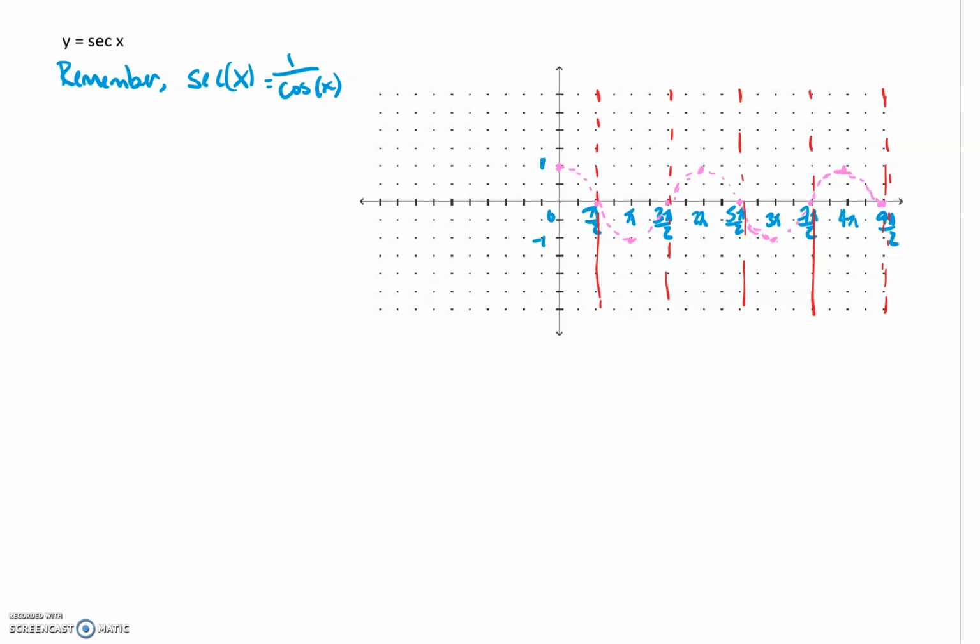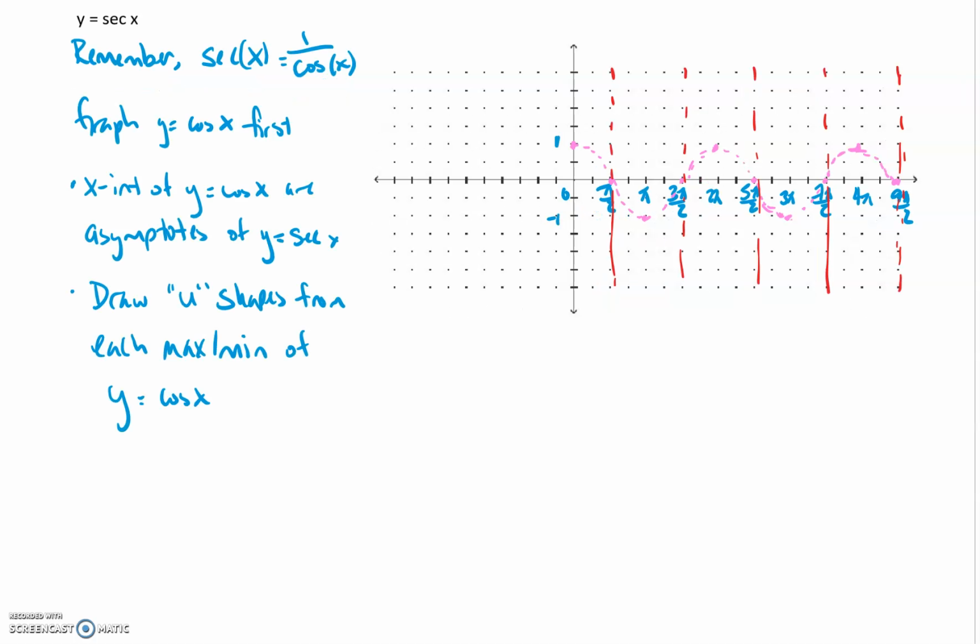So just like before, our x-intercepts of cosine now become the asymptotes of secant. And then just like before, once we get our maximum minimum values, we're going to go ahead and draw u's. So I'm ignoring that 0, 1 because I'm going to use these asymptotes to create my 4 u's. So I'm going to start here and have a u going down. Then from 2 pi, have a u going up. 3 pi, have a u going down. And then 4 pi, have a u going up.